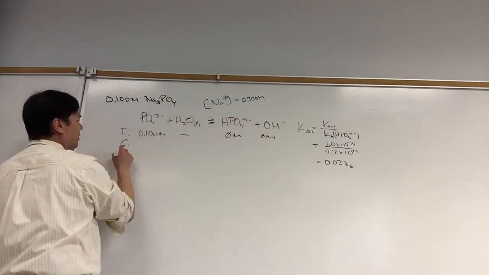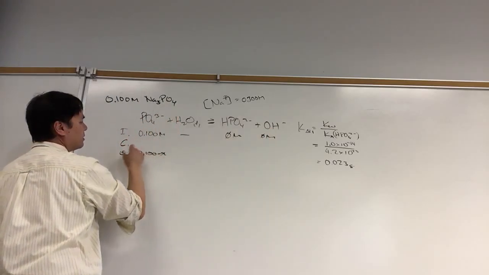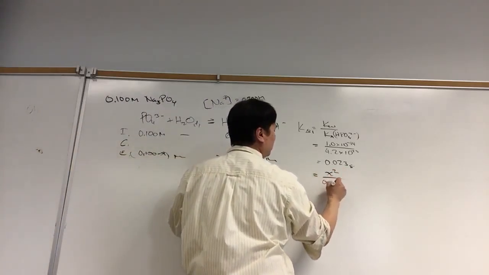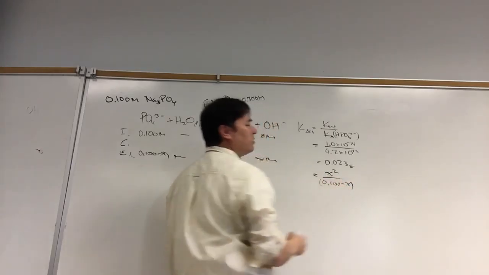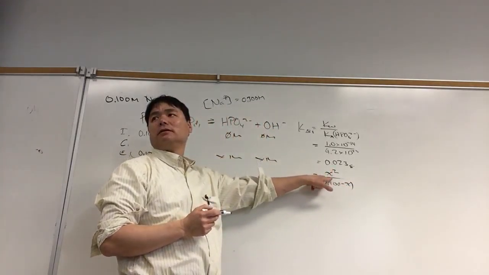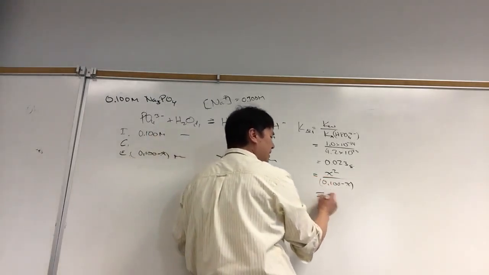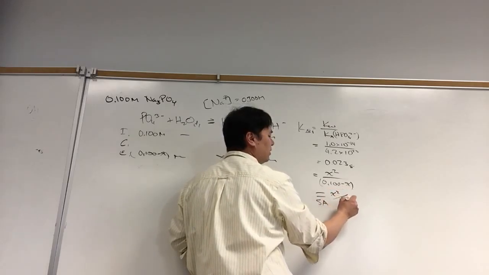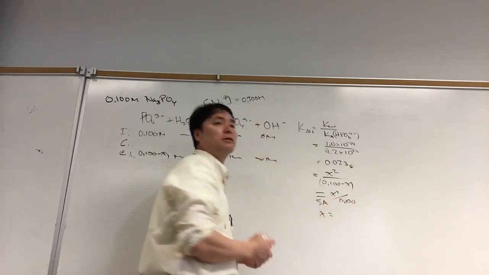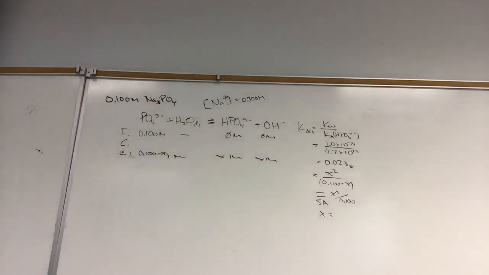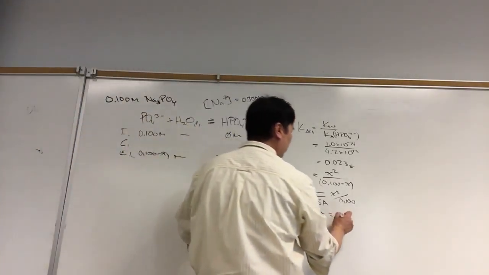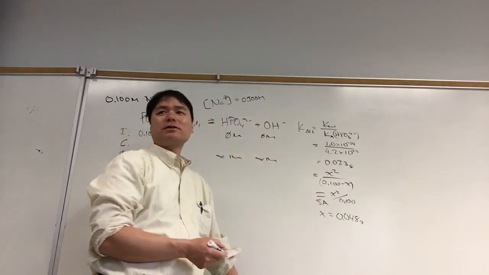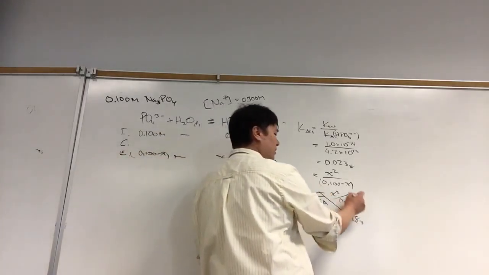And so just to save time, this is 0.100 minus x. This is x molar, x molar. So this is going to be x squared over 0.100 minus x. I worry about the simplifying assumption because the K is kind of big here. But even though I worry about it, I don't worry about it so much. I'm just going to use it. And so I'll just get x squared over 0.100. That means x is equal to 0.0487. That's a 48.7% change. Unfortunately, the simplifying assumption failed.